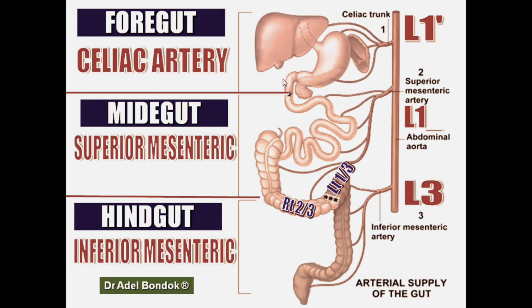Therefore, the duodenum, which develops from the foregut and the midgut, is supplied by two arteries. The upper half is supplied by the celiac artery, and the lower half is supplied by the superior mesenteric artery. Same for the transverse colon. The transverse colon is developed from the midgut and the hindgut. Therefore, it is supplied by two arteries. The right two-thirds are supplied by the superior mesenteric artery. The left one-third is supplied by the inferior mesenteric artery.